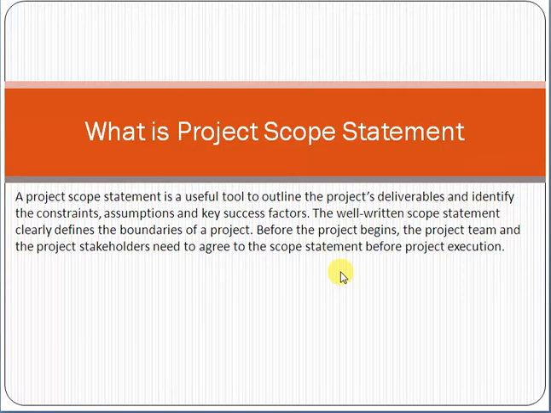Try to remember one thing, this is not the scope document. Please try to understand the difference between a scope document and a scope statement. A scope document means a detailed scope which will be decided at some later stage. This is the scope statement, which is decided at a very early stage.